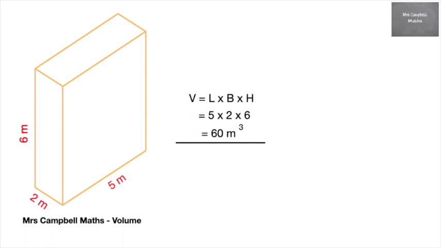So let's check that over. First line of working, V equals L times B times H equals 5 times 2 times 6 equals 60 cubic metres. Okay, so when you're doing the exercise, you will have 3 lines of working exactly as we did there.